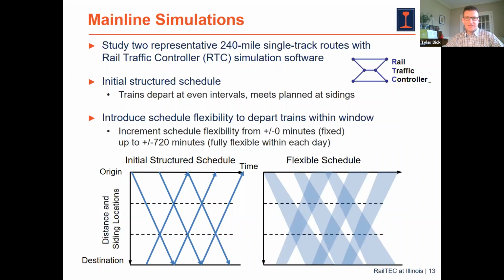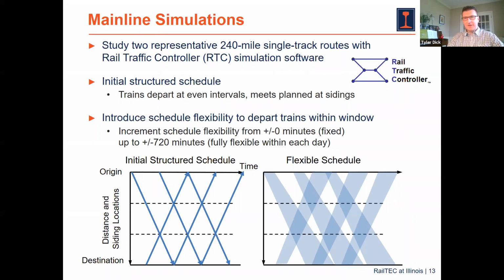Then we introduced schedule flexibility to disrupt that initial structured schedule by adding in varying degrees of schedule flexibility, going from a fixed operation with no variability in our train departures up to plus or minus 720 minutes, or basically each train is randomly departing within each 24-hour period, as depicted on the right. And you can see that we have a lot of uncertainty and overlapping in where our train meets would be falling relative to our siding locations.